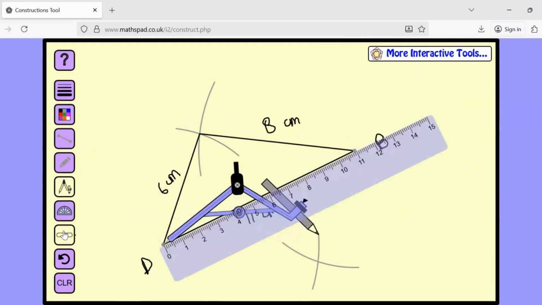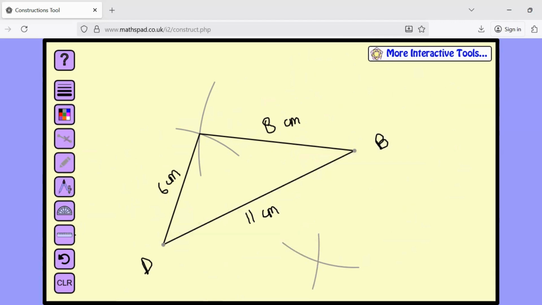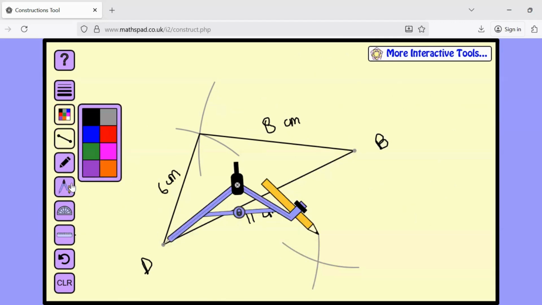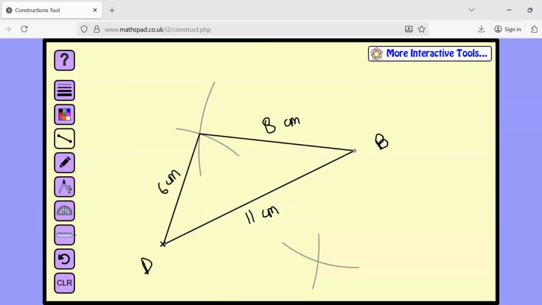And wherever these arcs intersect, we'll be completing the diagram, or the parallelogram. This is 8 centimeters. This is A. This is C. And this is 6 centimeters. Is this clear? So this is a parallelogram that we have completed.